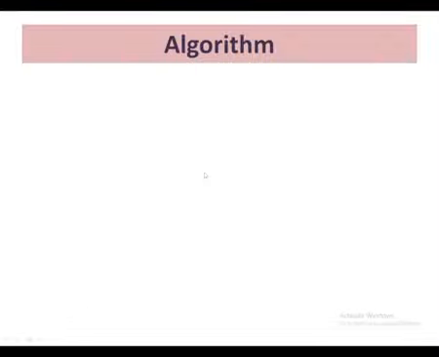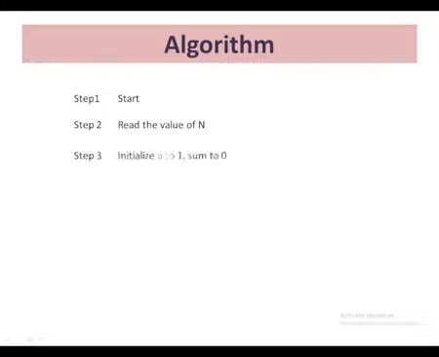Now next we need to write the algorithm. Whatever you have identified and represented as the process, you need to represent as the algorithm. So it starts with the steps. The first step is start. Step 2 is you are reading the value of n. You need to know what is n, that is input. Next, step 3, you have to initialize a to 1, sum to 0.